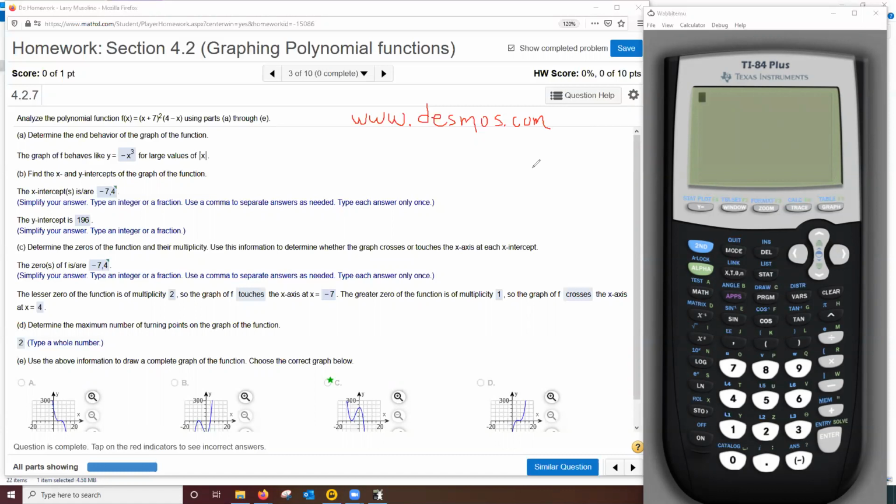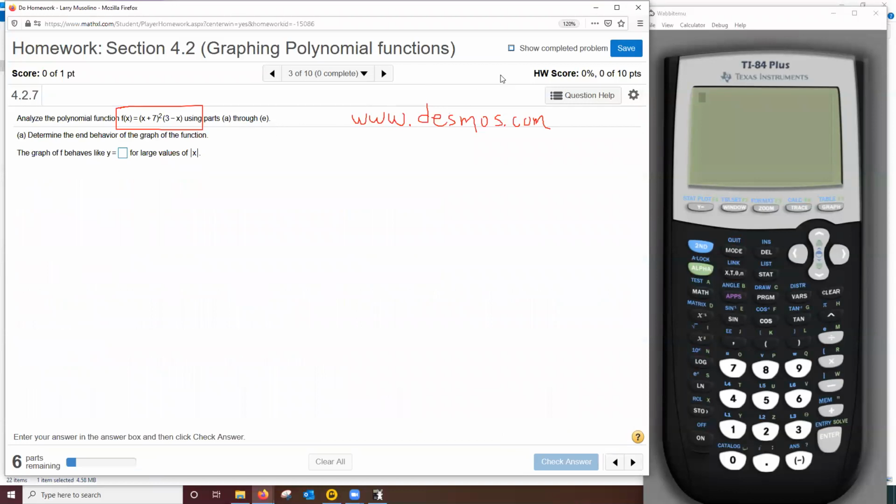All right, well, let's take a look at this question here. It says, analyze this function, and it's going to ask us some different questions about this. I'm going to revisit this. Let's use a different example here. Okay, let's do this one. All right. So the first thing it's asking me is, what is the end behavior of this graph?